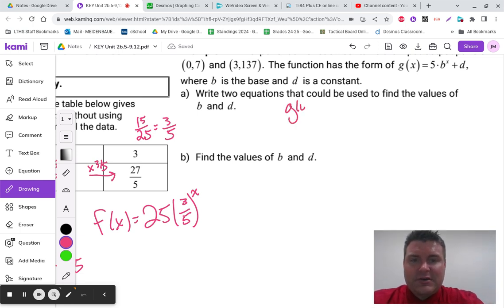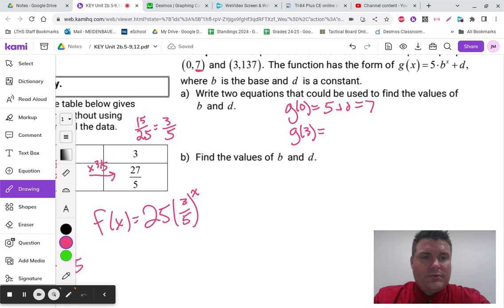So g of 0, that means when I plug in a 0, I'm going to get 5 times b to the 0, which is 1, plus d, and that equals 7. That's the first equation I get. How do I know it is equal to 7? Because when I plug in a 0, I get a 7. And then g of 3 equals, when I plug in a 3, 5b cubed plus d equals 137. Those are the two equations I'm going to use.